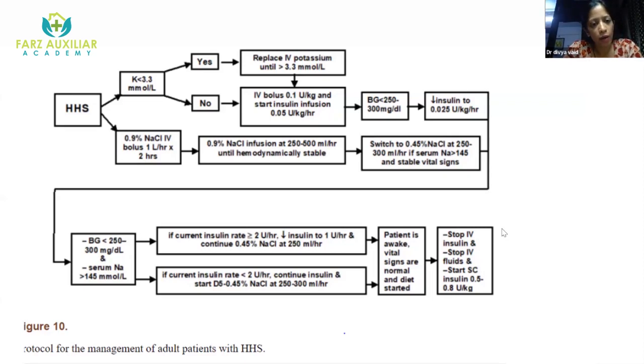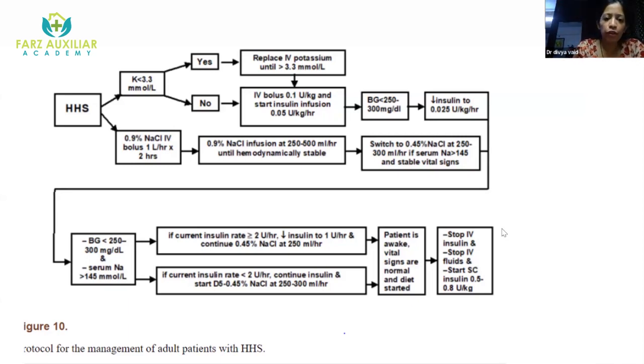In hyperosmolar states, you need to monitor your sodium levels. You need to monitor your serum osmolarity, because if you correct it more rapidly, you risk cerebral edema. So that has to be a more gradual correction. Hyperosmolar state, you need to correct more gradually. As your serum osmolarity starts improving, the sensorium will also improve.